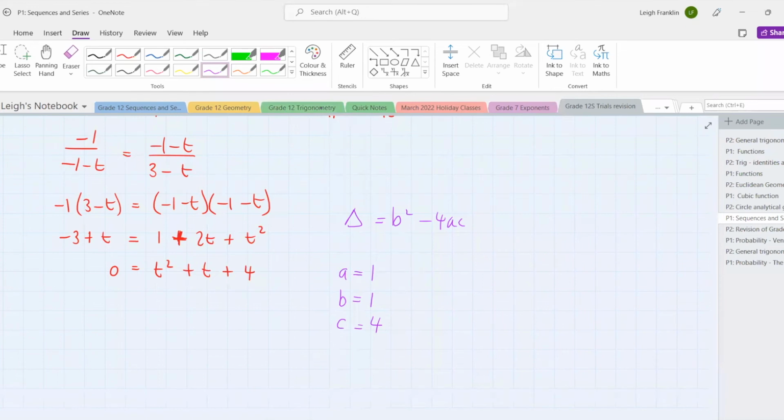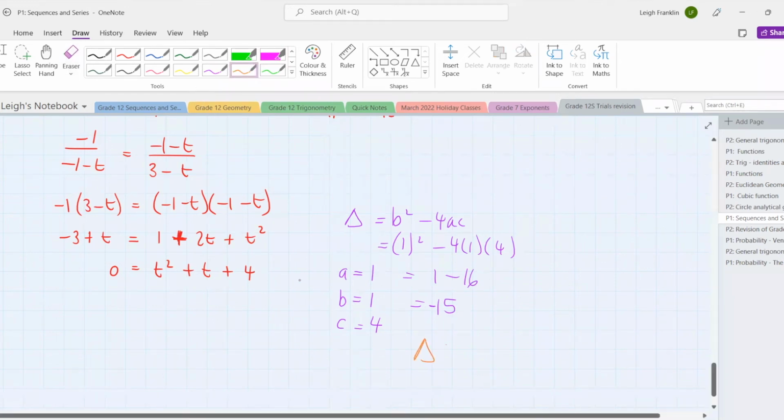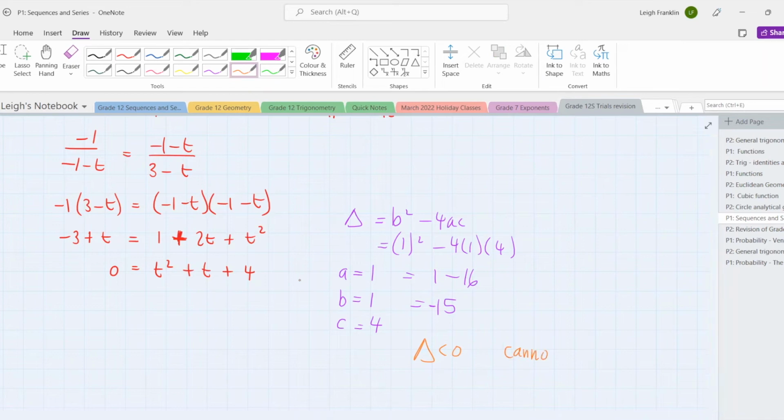Okay, so now we're going to sub in here. We've got 1 squared minus 4 times 1 times 4. So that's going to give us 1 minus 16, which gives us negative 15. Because the roots are non-real, because delta is negative, it means that it cannot be a geometric sequence. Since delta is smaller than 0, it cannot be a geometric sequence.